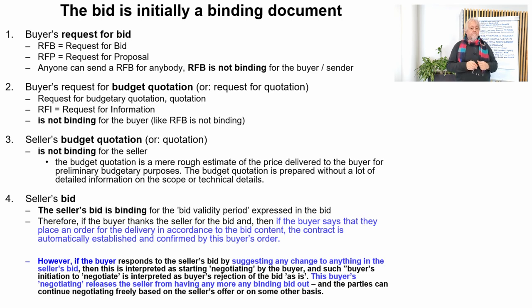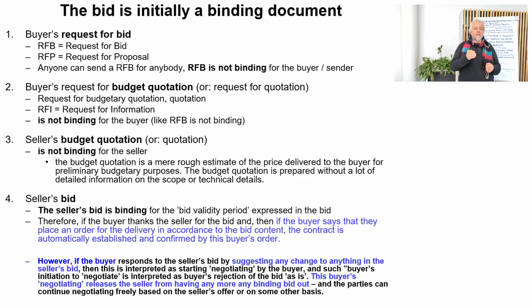Then the rest of these items, 1, 2, and 3, are easy, they are not binding. So the buyer's request for bid is not binding. Anyone can send a request for bid. The buyer's request for bid budget quotation is not binding. And what is a budget quotation? Number three, the seller's budget quotation or budgetary bid is not binding for the seller either.